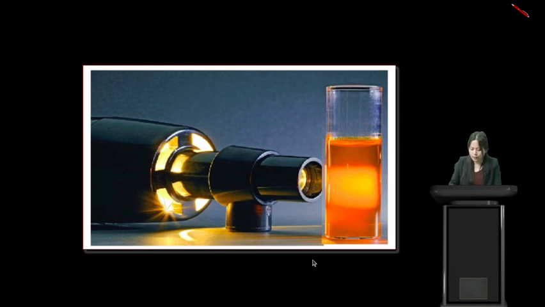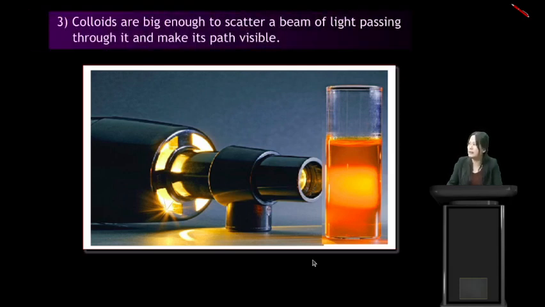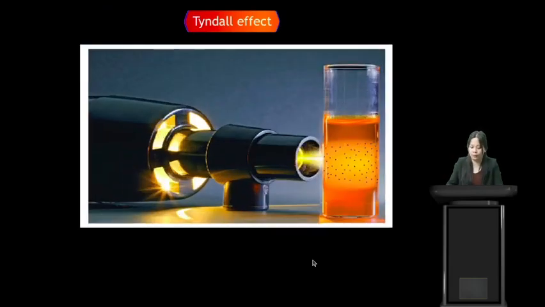Okay. What about splitting or scattering of a beam of light? Colloid particles are big enough to scatter a beam of light passing through it and make its path visible. So colloid particles are too small to be visible to our naked eyes, but they are big enough to scatter a beam of light passing through them and make its path visible. When you pass light through a milk solution, you will see that it scatters a beam of light. Tyndall effect.